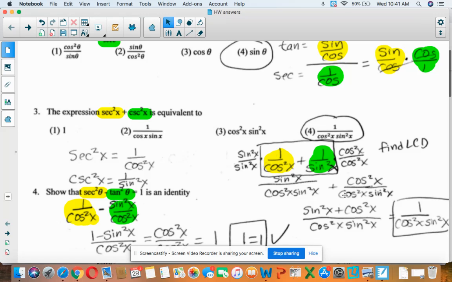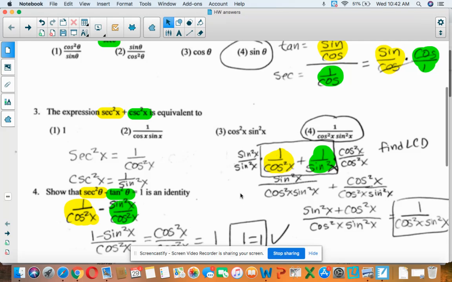Now that my denominators are the same, I can add these fractions together. So I'm going to add the numerators, which gives me sine squared x plus cosine squared x. And I'm going to keep the denominator, cosine squared x, sine squared x. Now remember, for my identity, sine squared x plus cosine squared x is really just equivalent to 1. So that's how I get 1 over cosine squared x, sine squared x.